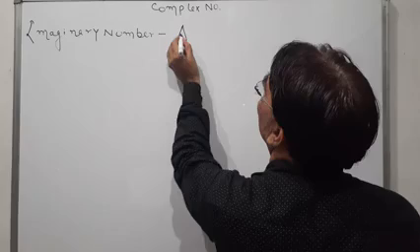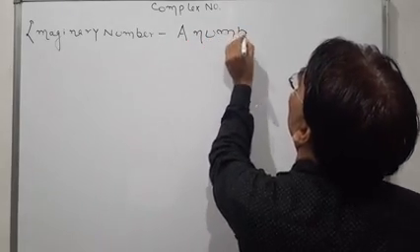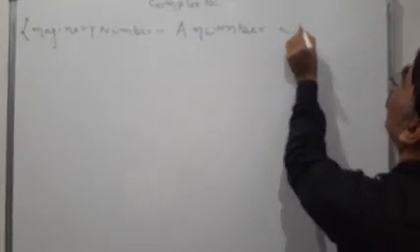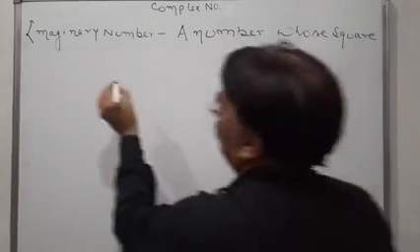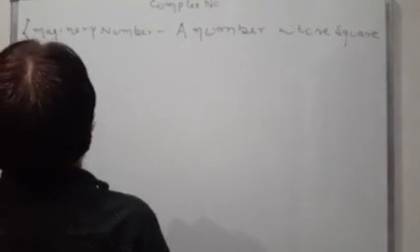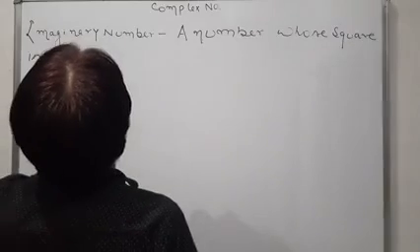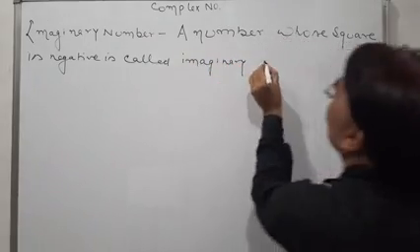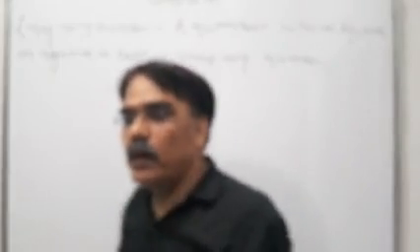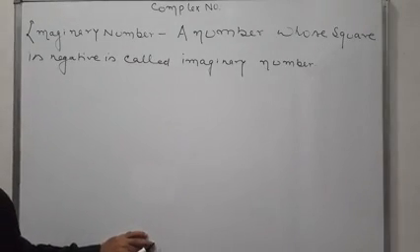A number whose square is negative is called an imaginary number. So a number whose square is negative is called an imaginary number.